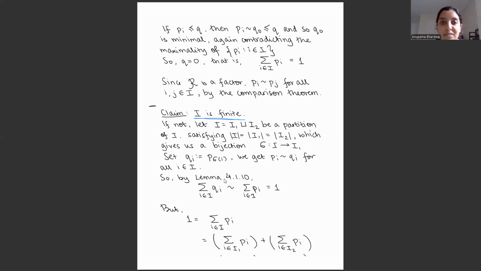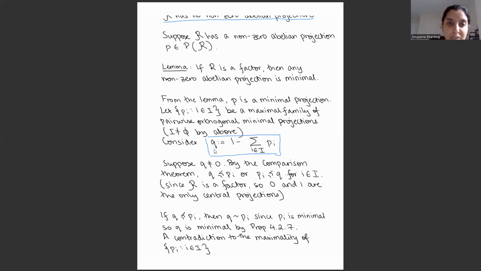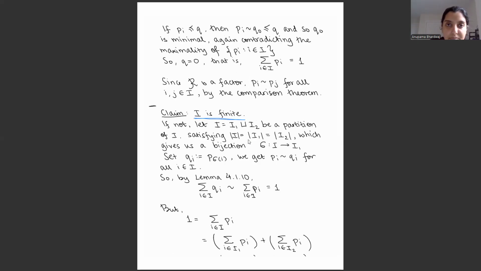So I cannot have my assumption be true. What was my assumption? That Q is not equal to 0 was the assumption. So Q has to be equal to 0, which means that the sum of the projections Pi is equal to 1. Okay, and that's a result that we get.